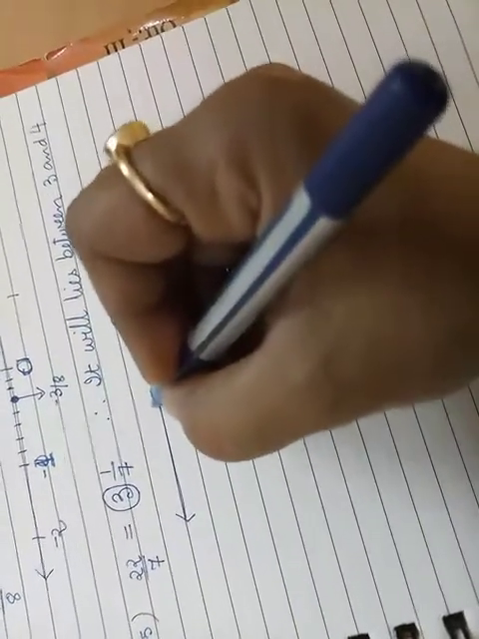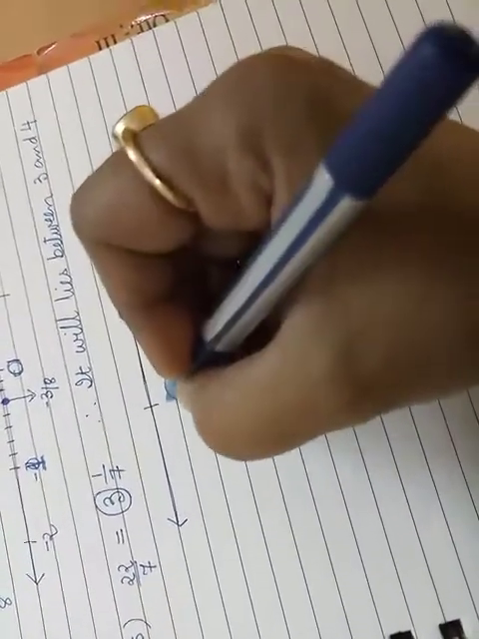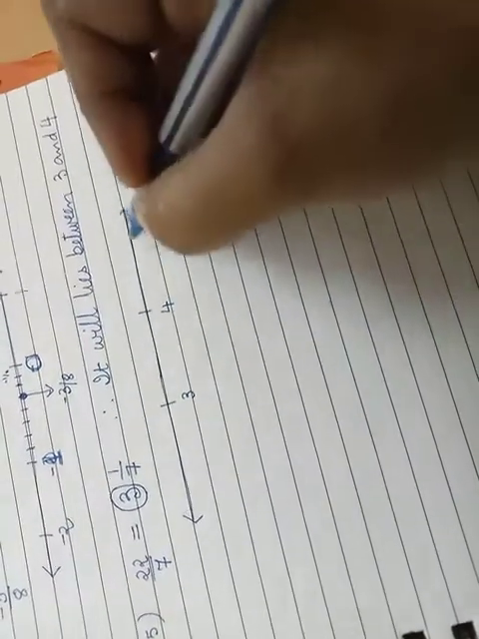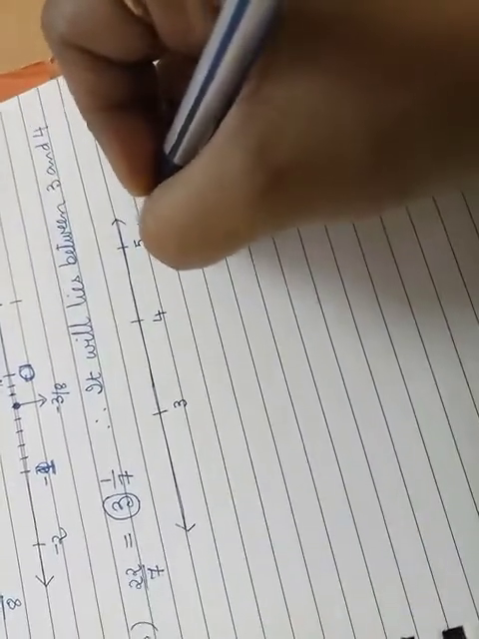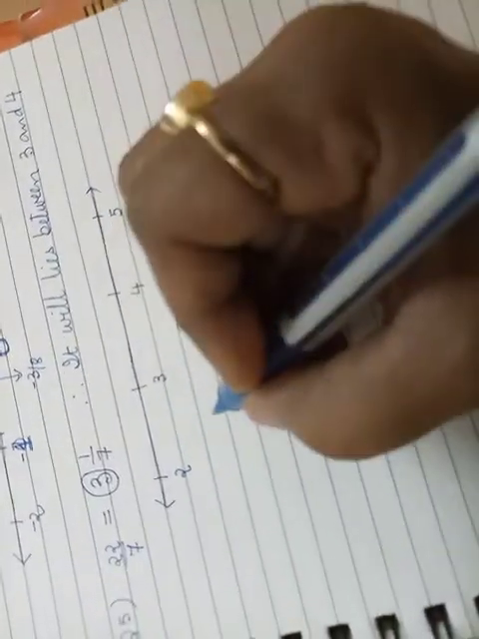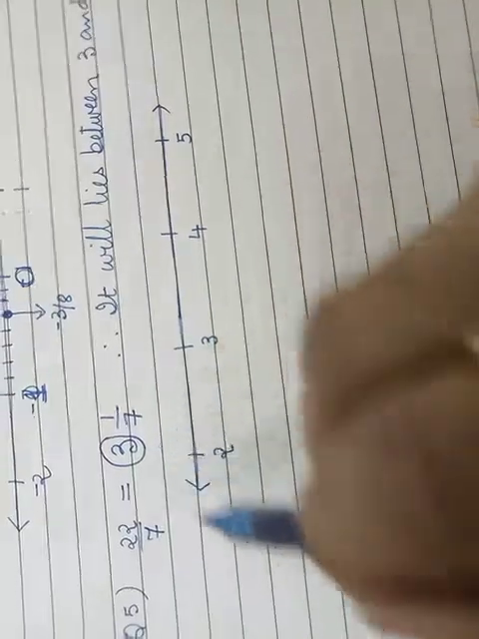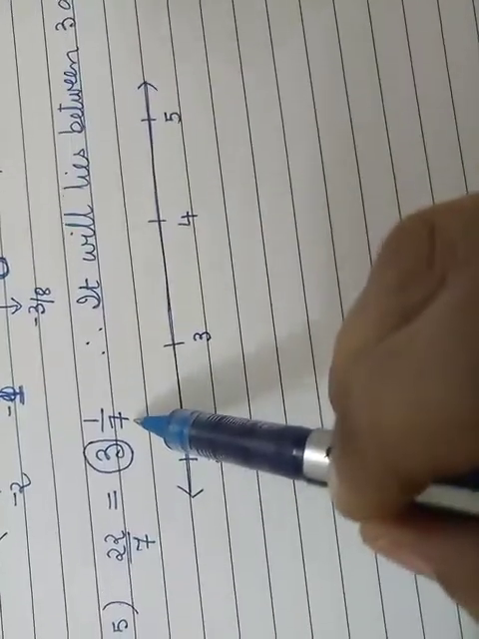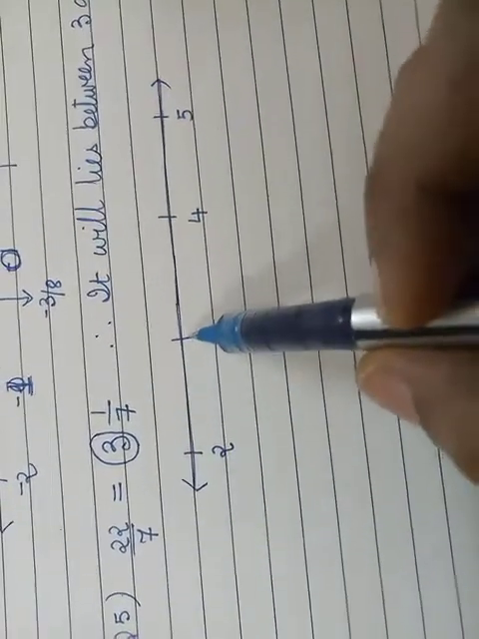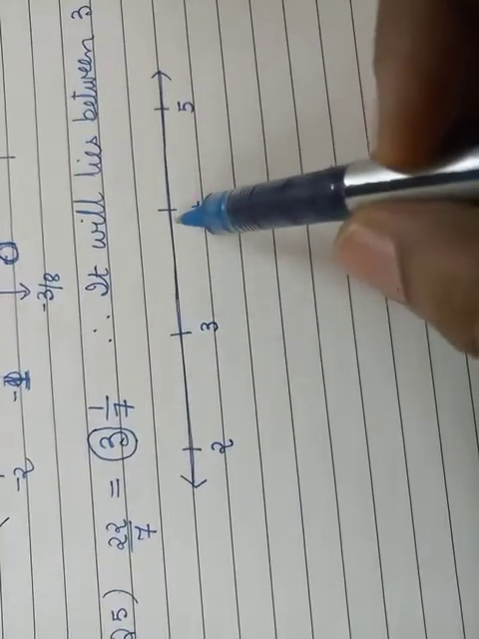We have 3 and 4. One number succeeding 4 is 5 and one number preceding 3 is 2. Maintain the proper, equal gap between the numbers. Now what is in the denominator? 7. So that means between 3 and 4 we have to make 7 parts.